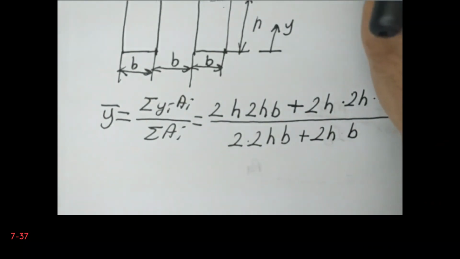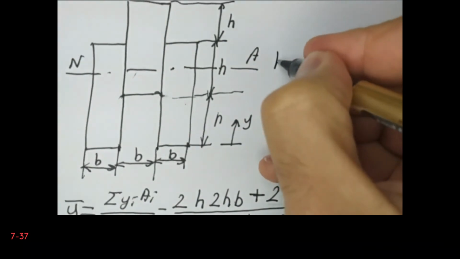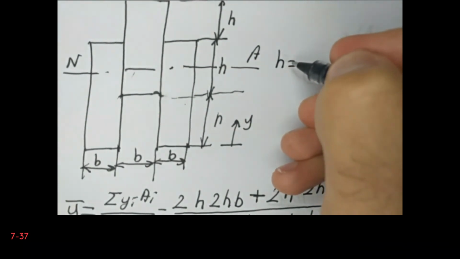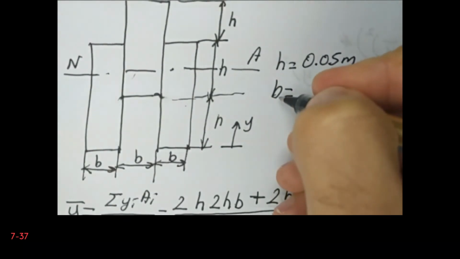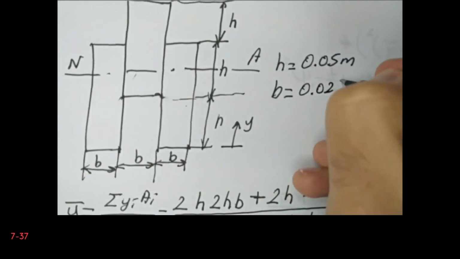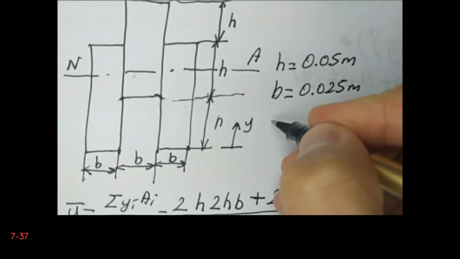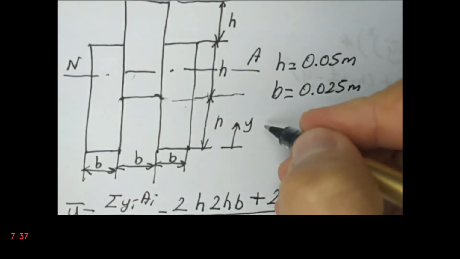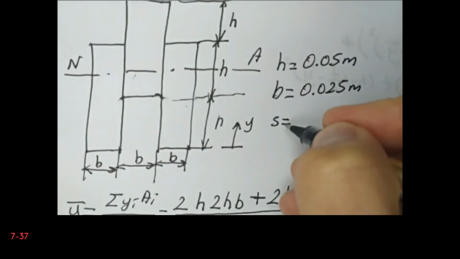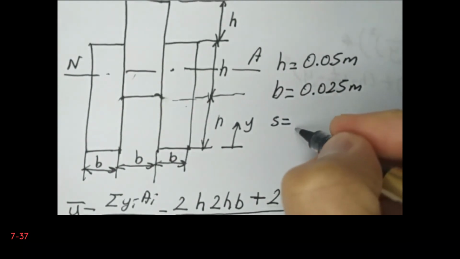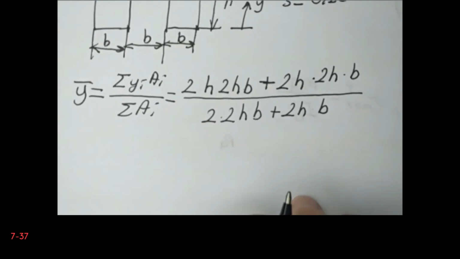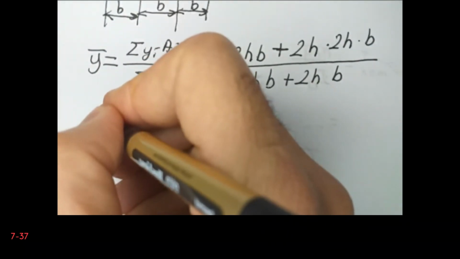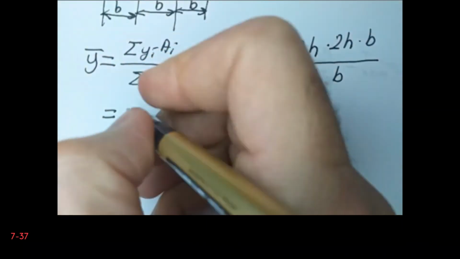Well, maybe it's better now to define the variables. H is given as 0.05, B is given as 0.025 meters, and we have the S, the spacing between the bolts, it is 0.15. Now let's return back to y bar. Y bar is located at 0.066 meters.